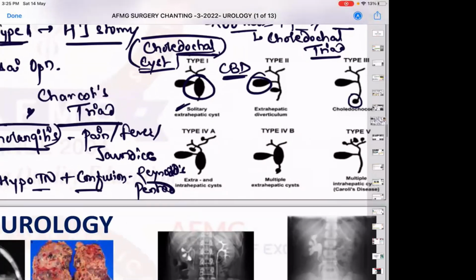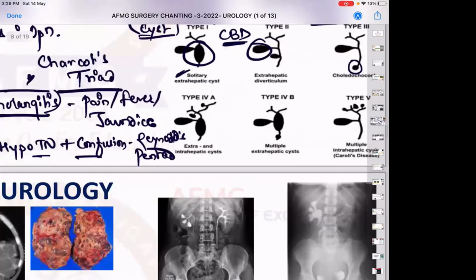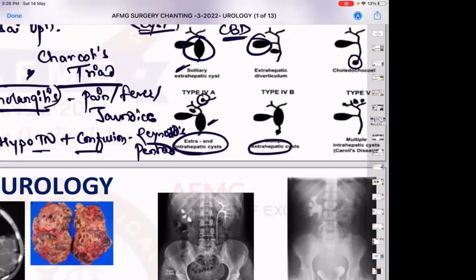Please remember, type 1, type 2, and type 3 are associated with CBD, whereas type 4A is extra and intrahepatic. Type 4A is presence of extra as well as intrahepatic cyst. Type 4B is extrahepatic cyst only, whereas type 5 is multiple intrahepatic cyst, and as we know, type 5 choledochal cyst is also known as Caroli's disease.